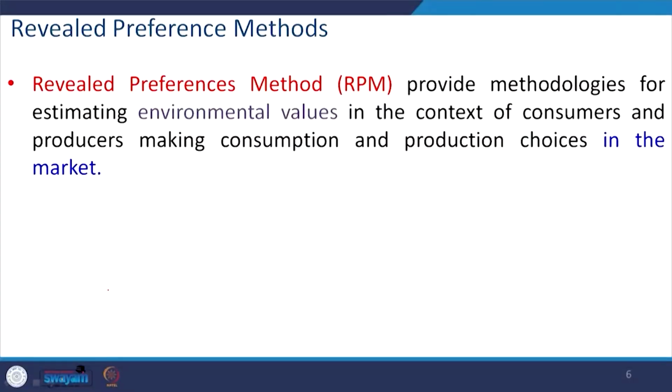So, what exactly is this revealed preference method? As the name shows, from the very name of this terminology, the consumers or the individuals are revealing their preferences. So, I am here highlighting the word preferences. These preferences are revealed, and by revealing these preferences, we can measure the non-market valuation of these goods and services, or how to estimate the economic valuation of these non-market goods and services.